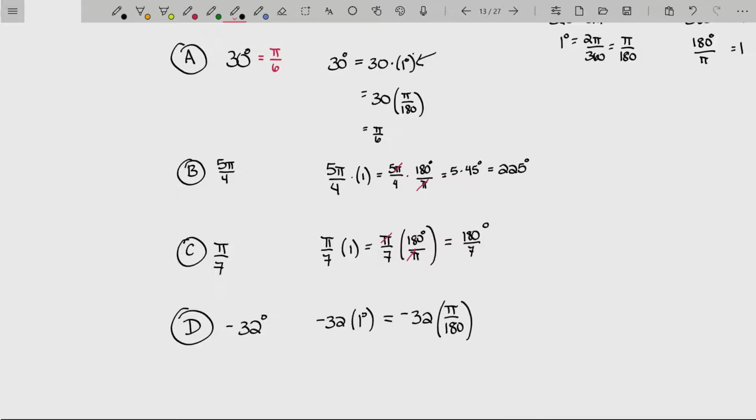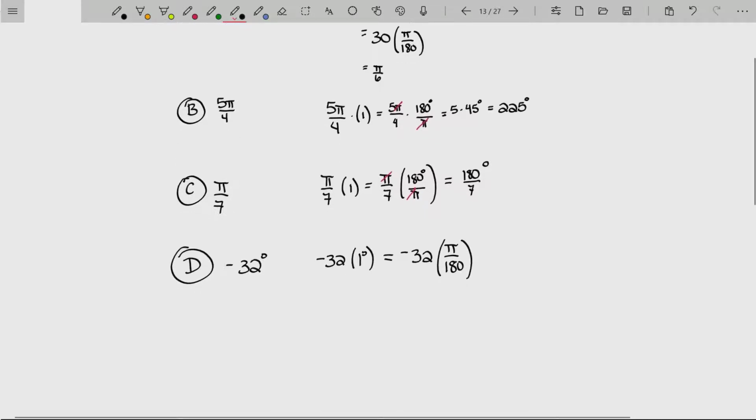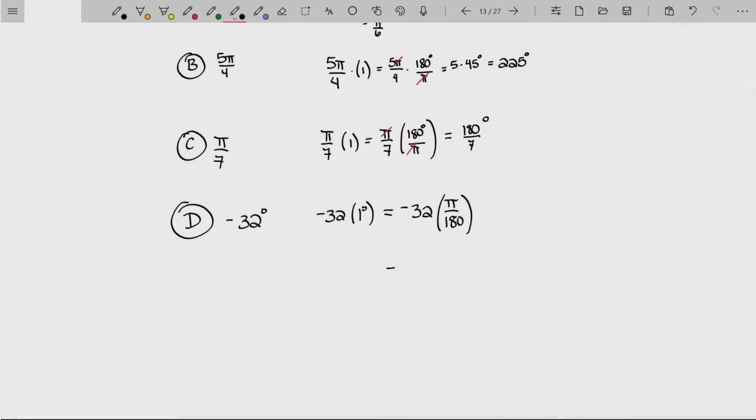Now we're completely in radians, but I would like to reduce this down as much as possible. Let's see, negative 32 is 8 times 4 with a negative. And I know that 4 goes into 180 45 times. And that does not reduce any further. So that's as good as it gets. It's negative 8 pi over 45 radians.